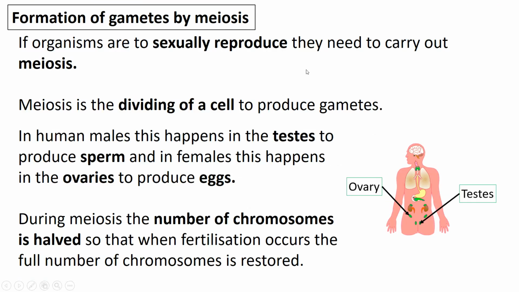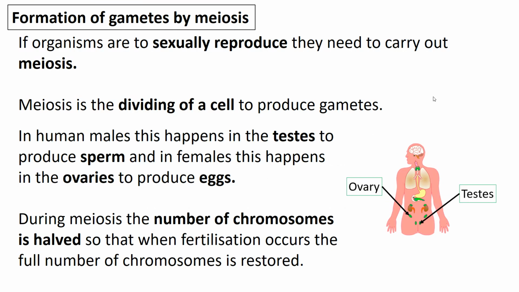So the thing about sexual reproduction is that it leads us to another type of cell division called meiosis. And meiosis is the process of formation of gametes in organisms that sexually reproduce. Meiosis is actually the dividing of a cell to produce gametes, and it is very different to mitosis. Mitosis happens for growth and repair. Meiosis is just to produce gametes. So it only happens in human males in the testes, where sperm, the gamete, is produced, and in females it will happen in the ovaries to produce eggs.